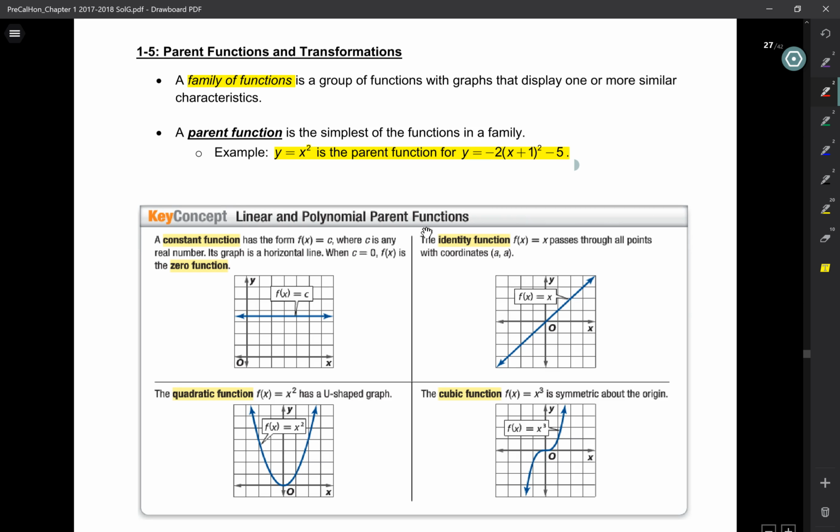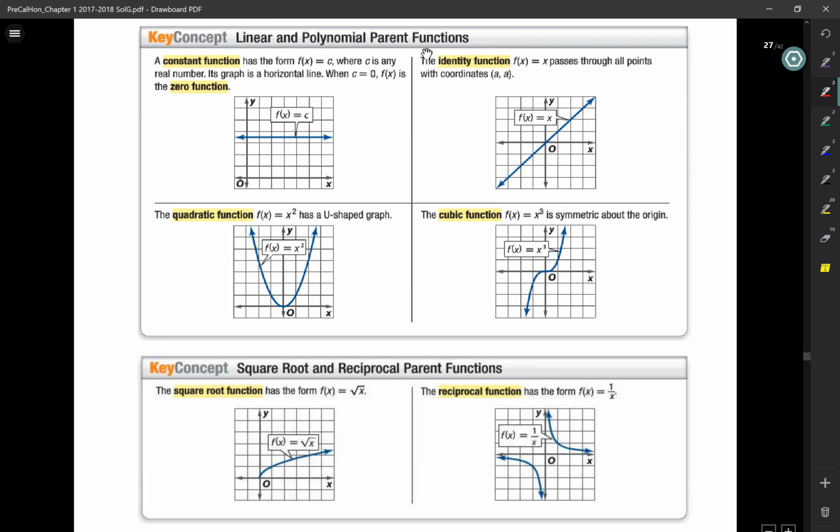All right, so let's talk about some of our functions. At first, I have a constant function. A constant function is when you have y equals a number, y equals a, y equals c. A more concrete example, y equals 5, y equals negative 3. Basically, you just get a horizontal line.